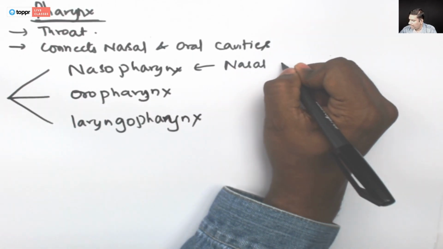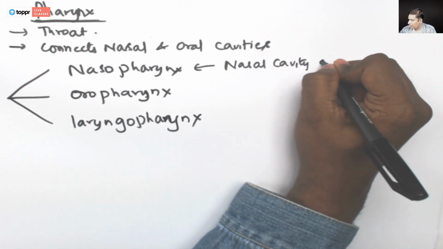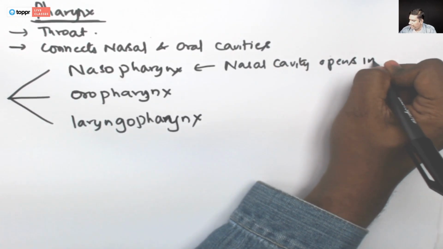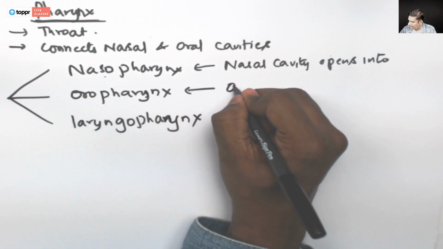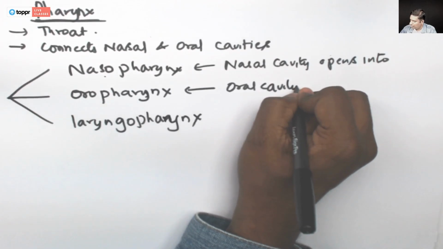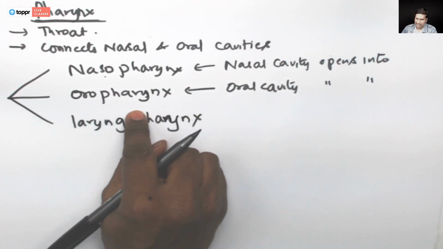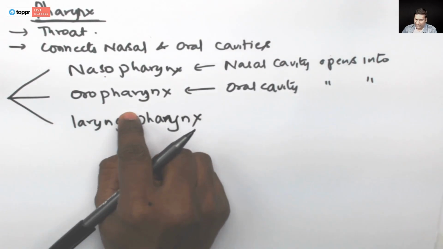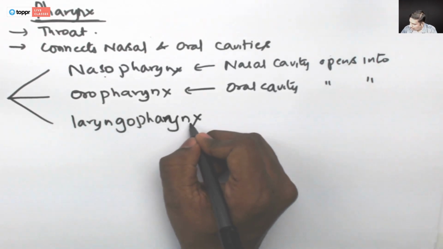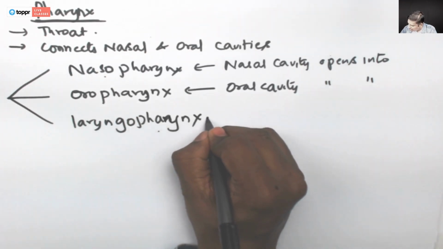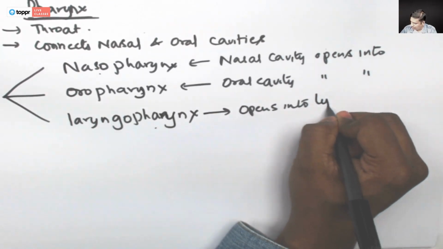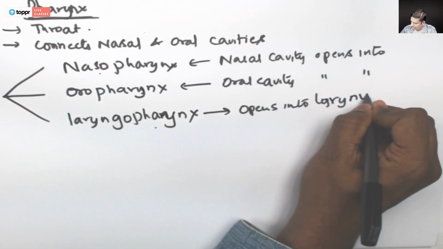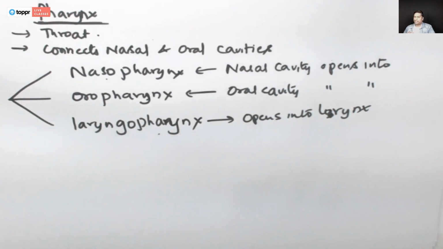Now, the nasal cavity opens into the nasopharynx. The oral cavity opens into the oropharynx. Now, the laryngopharynx opens into the larynx.